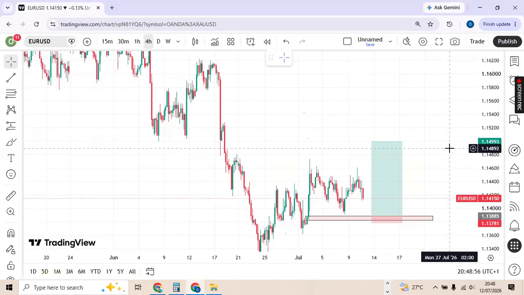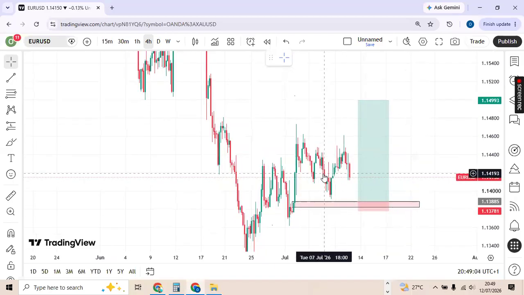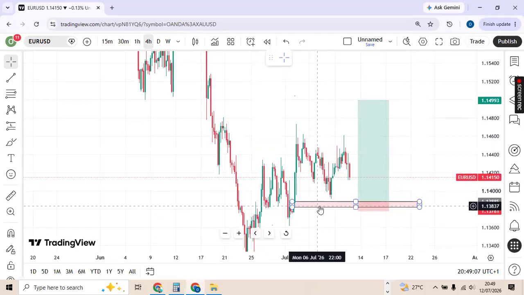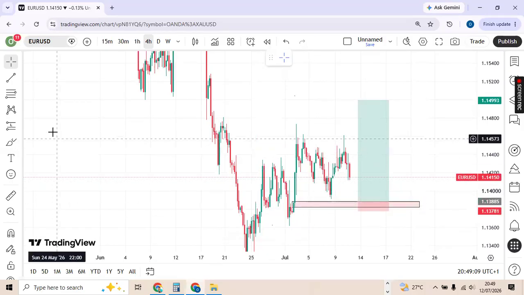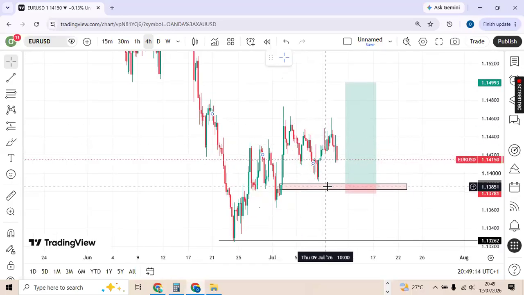What I'm going to be talking about is a few pairs. Last week, when the market was around somewhere here, I gave out this particular demand zone on my Euro USD. I was expecting price to come and touch the demand zone here before we see a massive buy, but the market was not able to touch it.